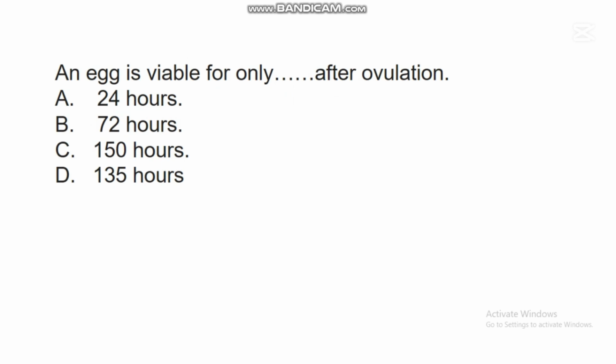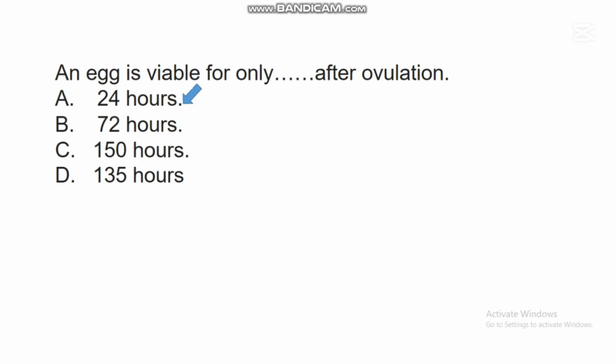The next question says, an egg is viable for only dash after ovulation. A. 24 hours. B. 72 hours. C. 150 hours. D. 135 hours. In this question, the correct answer is A.